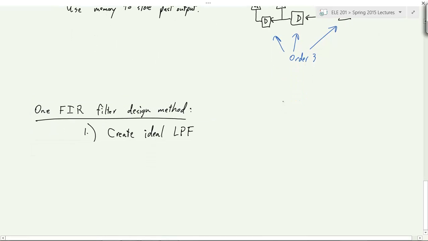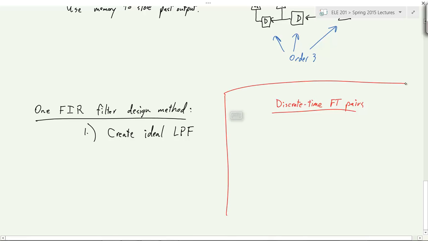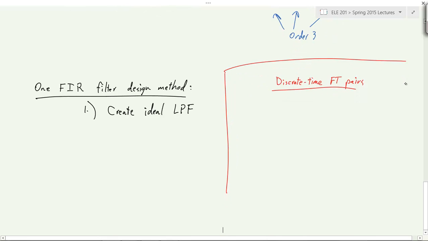So let's do a little aside and say, well, we need to know what the discrete time ideal low-pass filter is. I think we already know this. Fourier transform pairs. Let's look at this. We know in continuous time that we have this relationship between sinc and rect. And the low-pass filter is a rect in frequency, so it's sinc in time. Let's check what happens in discrete time, see if we still have that relationship.